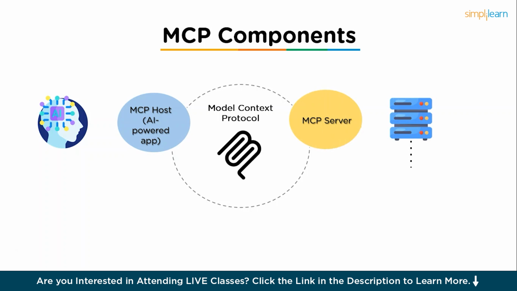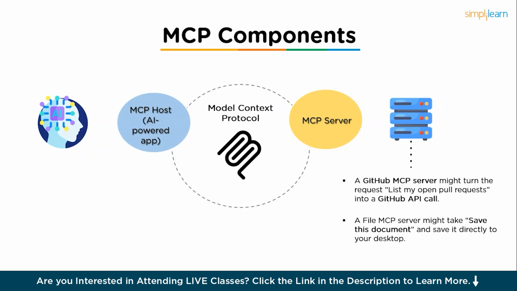Then we have MCP servers. Now these are the tools or systems. You can think of them like databases, APIs or cloud services that the AI needs to talk to. Let's say for example, you have a GitHub MCP server which might turn the request "list my open pull requests" into a GitHub API call. Then you can have a file MCP server that might take "save this document" and save it directly to your desktop. Next component, we have the MCP protocol.